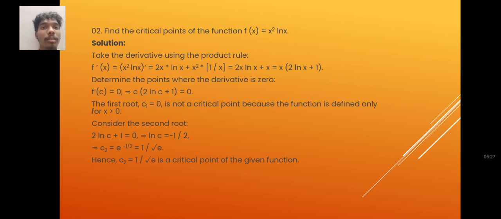Determine the points where the derivative is 0. The first root, x equal to 0, is not a critical point because the function is defined only for x greater than 0. Consider the second root, which is a critical point of the given function.